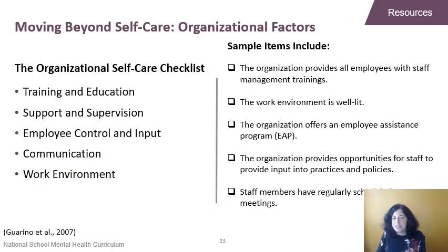Beyond just individual staff self-care, it's important to consider broader organizational factors that contribute to staff well-being and reduce burnout. Using this assessment or one like it can inform action steps or quality improvement goals intended to improve staff retention. The organizational self-care checklist considers 5 categories: training and education, support and supervision, employee control and input, communication, and work environment. Sample items included on the checklist are included on the slide.